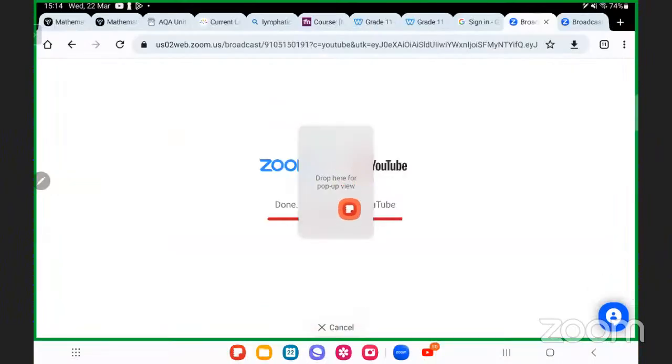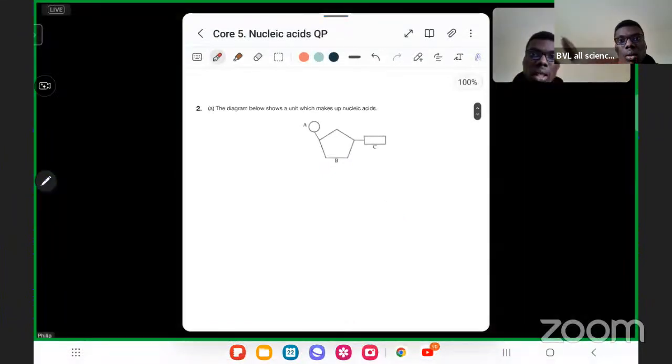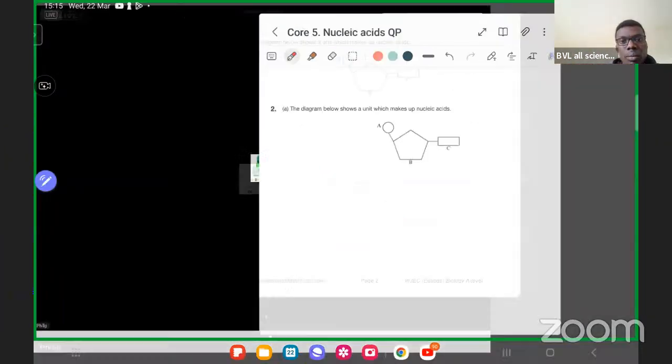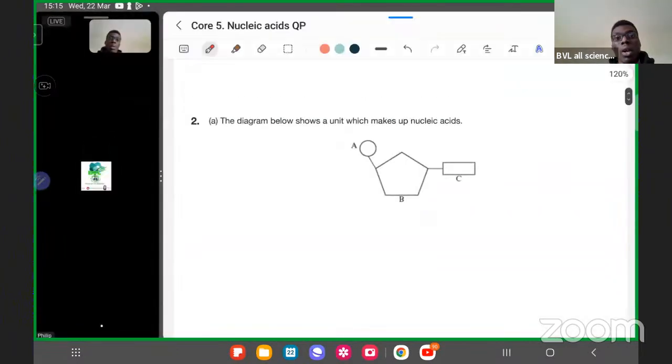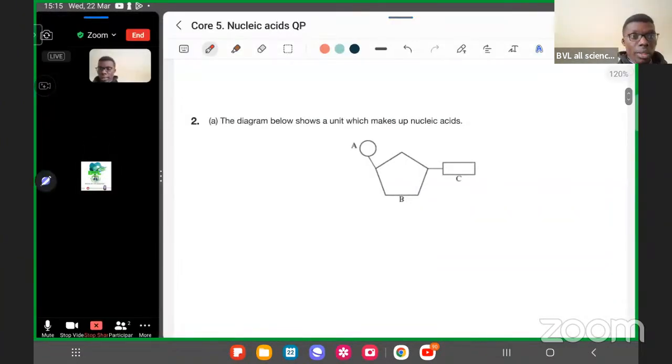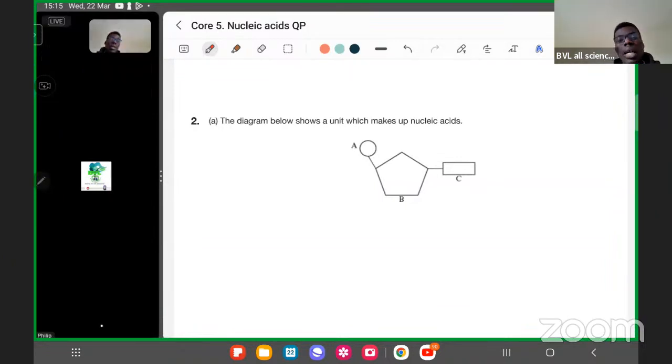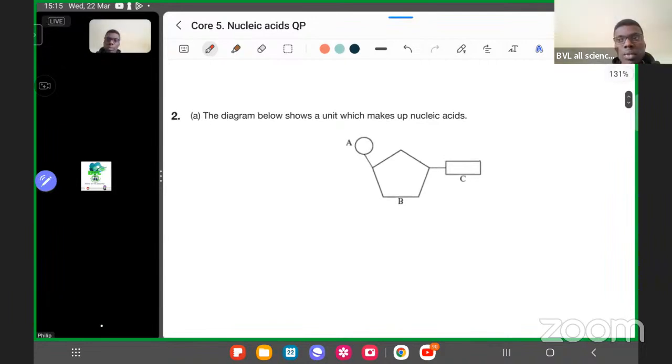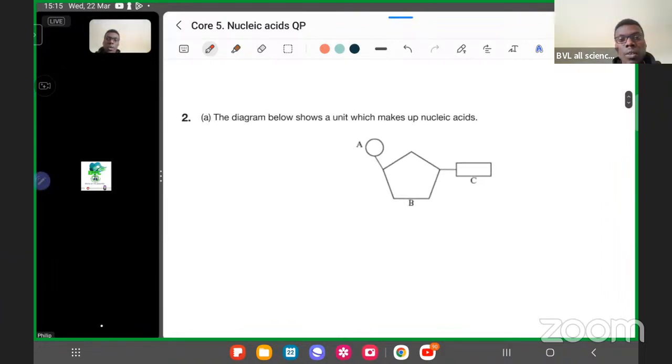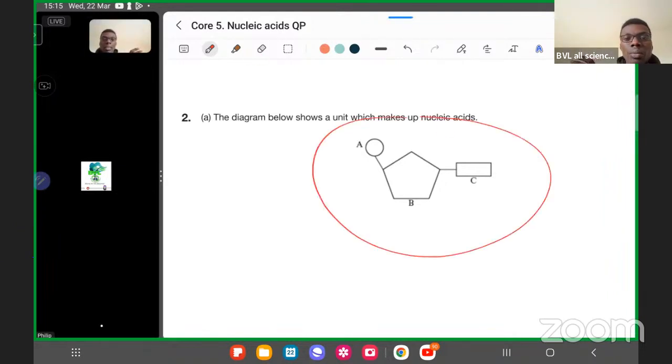So I want to just split my screen so that you can see what is happening at the same time. Okay, sorry about that, because it's a test anyway, so no worries. So here we have the structure of the nucleic acid. This is a past question on nucleic acid, basically. And you can see a nucleotide. This is a nucleotide.